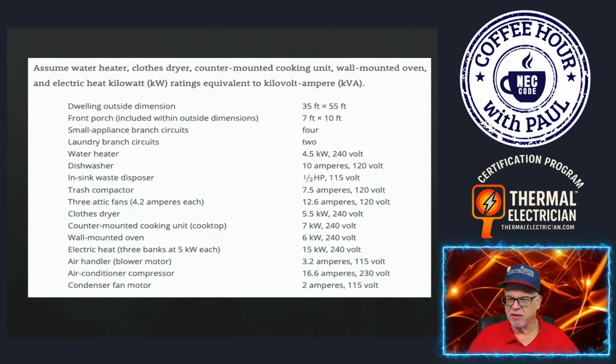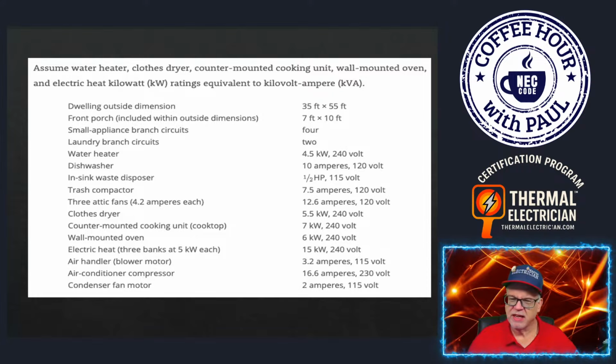Okay. So we have a clothes dryer, 5.5 kW. We already know that's 5,500 watts. Counter-mounted cooking unit. We have a cooktop at 7 kW, 240 volts. We have a wall-mounted oven, 6 kW, 240 volts. We have electric heat, 3 banks. So it's a heating package, let's say. And so that is going to be 15 kW total. So there's 3 banks of 5 kW heat strips in this unit.